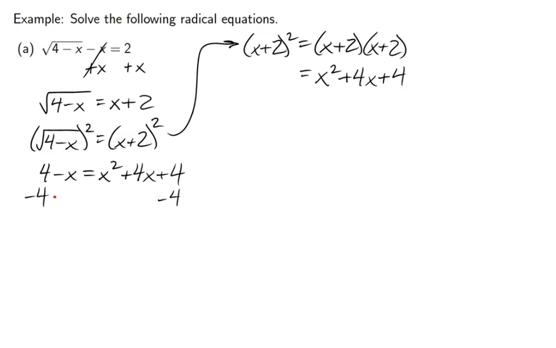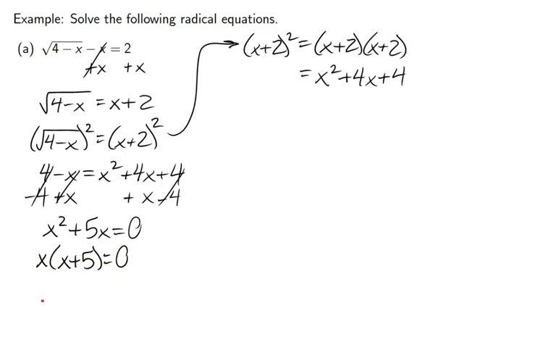So I'll subtract 4 from both sides and add x to both sides. And that turns out to cancel the 4's. So I'm going to flip the sides here and get x squared plus 5x equals 0. If I factor that, I get x times (x plus 5). And so what this gives us is x could be 0, or x could be negative 5. Now, that's the end of step 3.